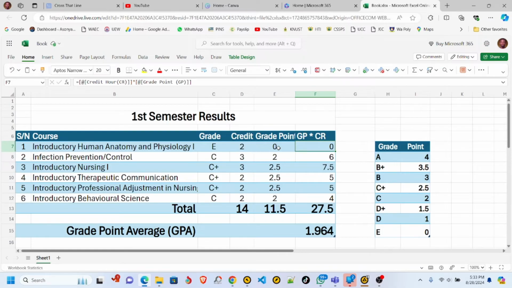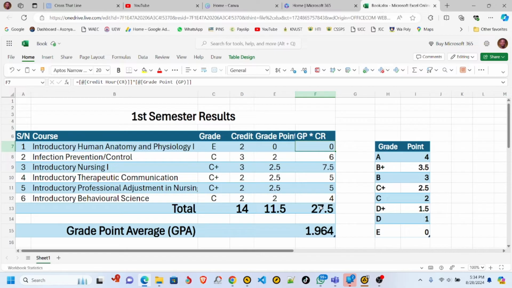So 2 multiplied by 0, you get 0. 3 multiplied by 2, you get 6. 3 multiplied by 2.5, you get 7.5. 2 multiplied by 2.5, you get 5. 2 multiplied by 2.5, you get 5. And then in behavioral science, the person has C, which is 2. So 2 multiplied by 2, that is the credit hour multiplied by the grade point of C, which is 2, is 4.